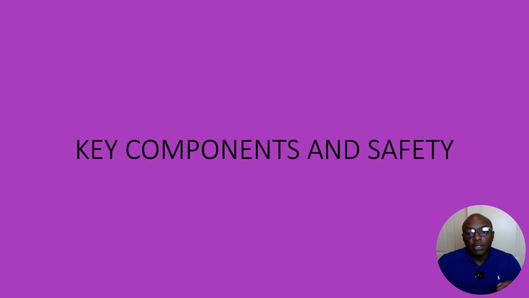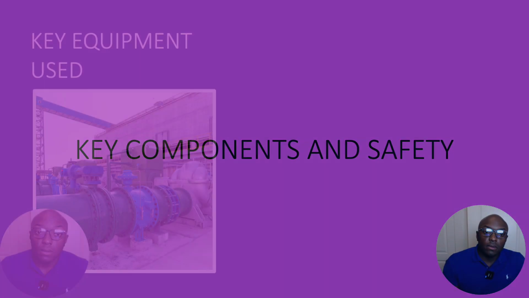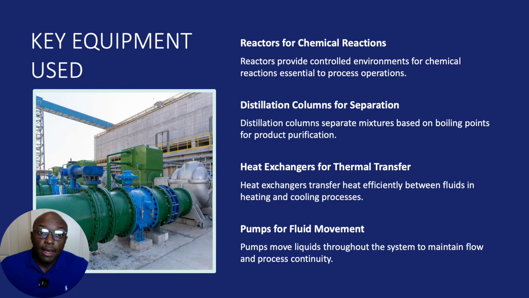All right, key components and safety. All right, guys, process operations rely on a variety of specialized equipment to carry out tasks such as heating, cooling, mixing, and separating materials. Some of the most common equipment includes reactors. This is where chemical reactions take place. Distillation columns. These are used to separate mixtures based on boiling points. Heat exchangers, which transfer heat between fluids, and pumps, which move the fluids throughout the system.